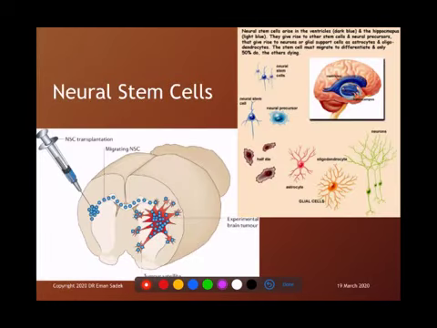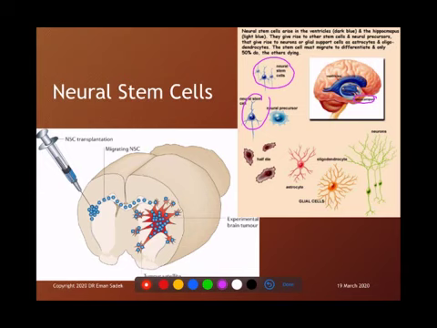Neural stem cells. Very recently, they found that some stem cells are present in a certain region of the brain. This is the area of the hippocampus in the brain. They found that they have neural stem cells. They are now trying to use them by injecting them into areas in which the nerve cells are degenerated, so that they can form new neurons and help in relieving the symptoms of paralysis or something like that.